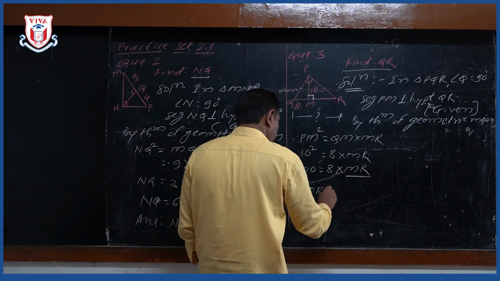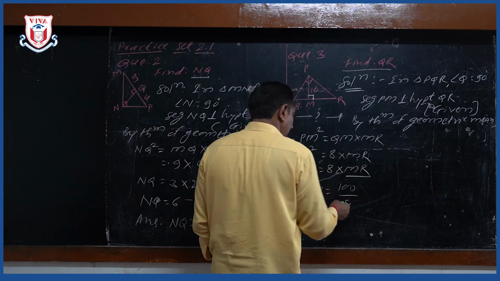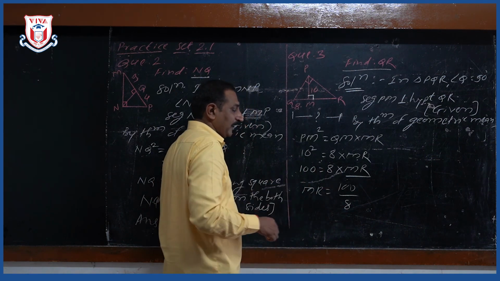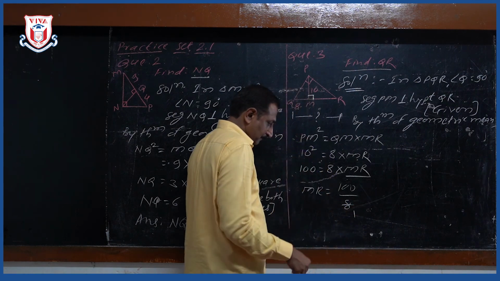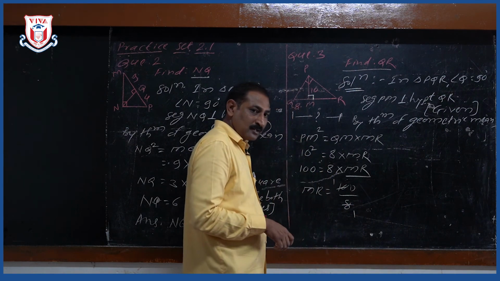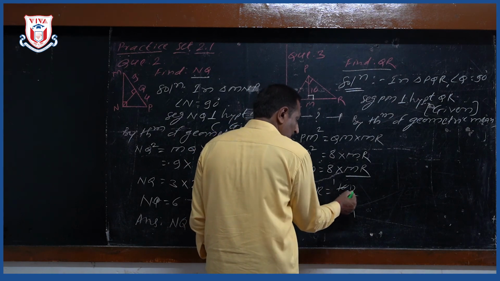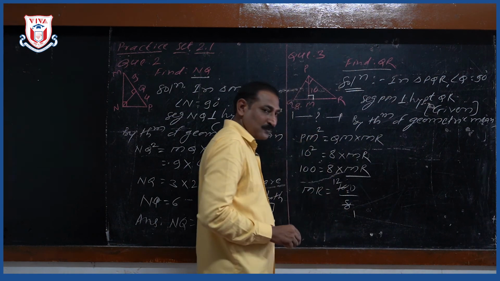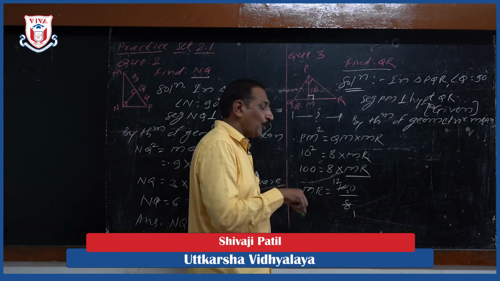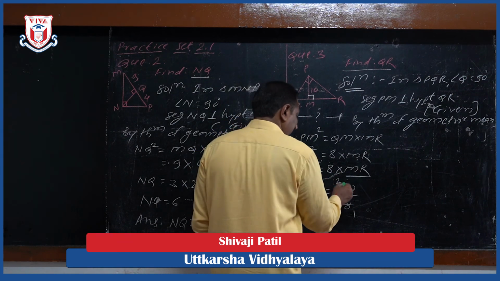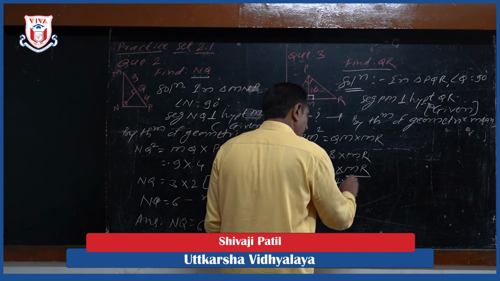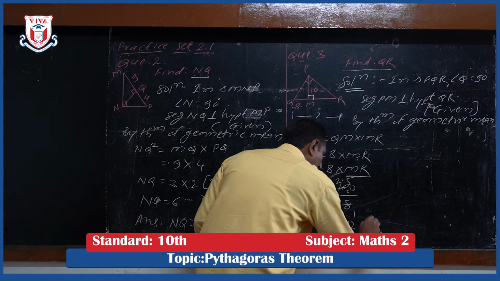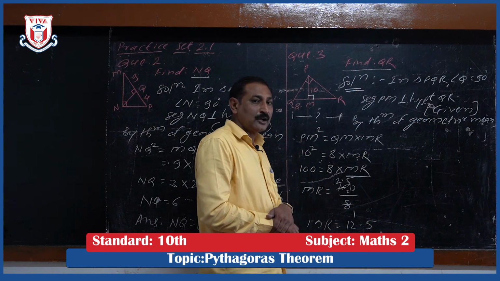Therefore MR is equal to 100 upon 8. You transfer this 8 to this side, that's why 100 upon 8. Now you simplify it. 8 ones are 8. What remains? 2. 20. 8 twos are 16. 20 minus 16 is 4. 40. 8 fives are 40, decimal point here. Hence, this MR is equal to 12.5.